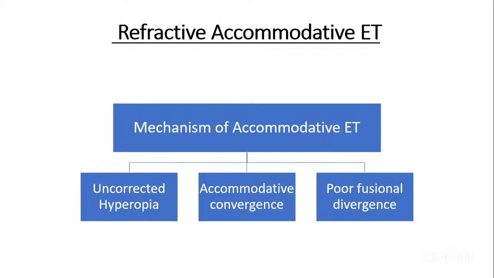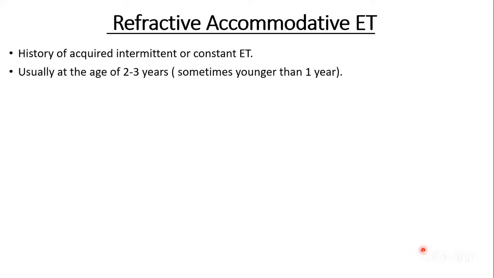So the mechanism of accommodative esotropia is either uncorrected hyperopia or high AC by A ratio, meaning accommodative convergence is high, or poor fusional divergence. And that is the least important factor. Those are the two most important factors. So refractive accommodative ET has a history of acquired intermittent or constant esotropia, usually at the age of 2 to 3 years, as we mentioned.